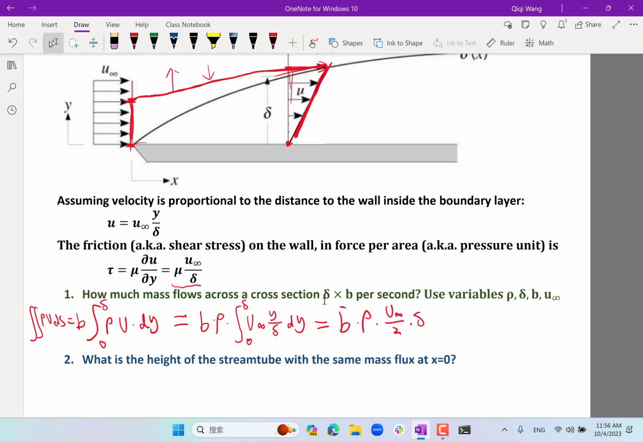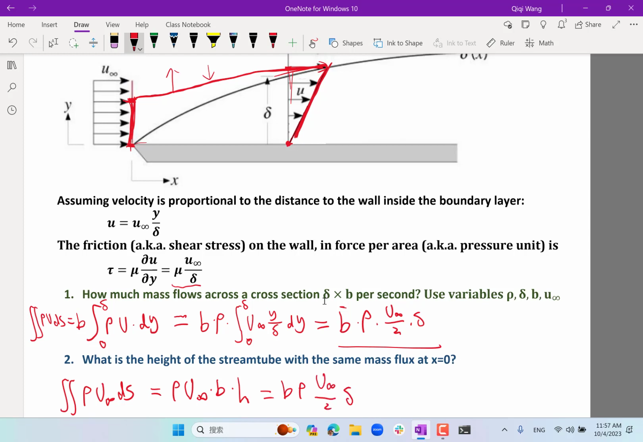Well, the mass flux in is also the integral of rho u ds, but the flow is uniform upstream, right? So u is u infinity. That means it's rho u infinity times the area over here, which is b times the height, and that is equal to b rho u infinity over 2 times delta. So that means h is equal to what? Yeah, half of delta, right? Okay, so that means the stream tube has expanded by a factor of 2 as you go from upstream to downstream.